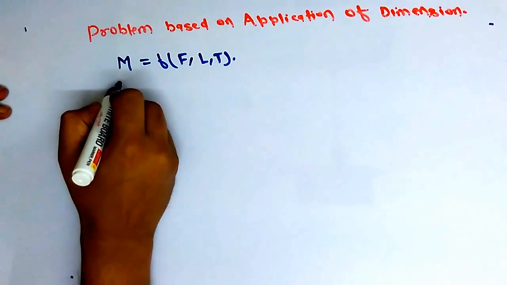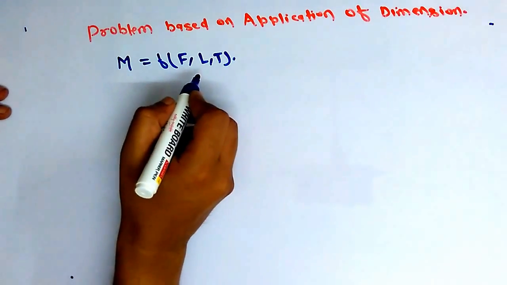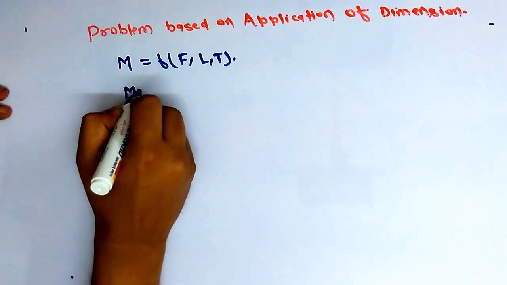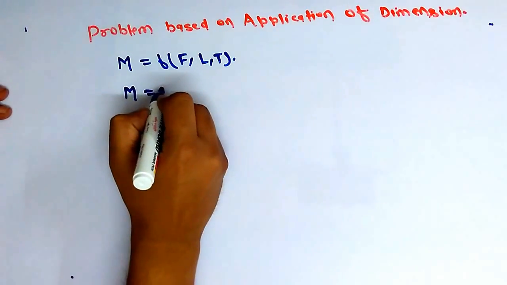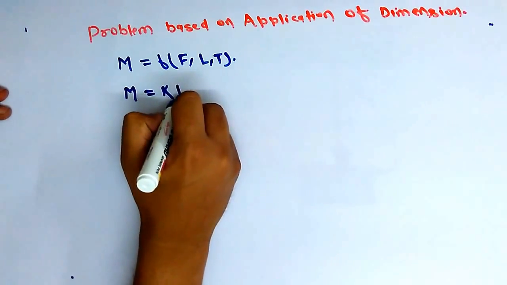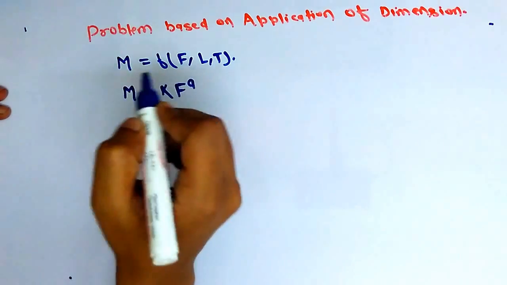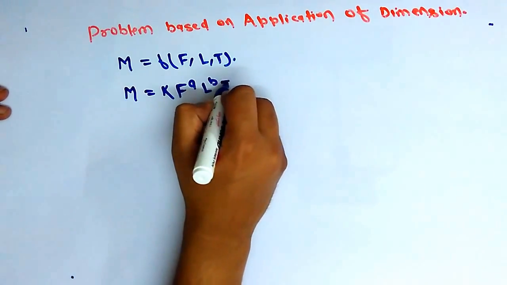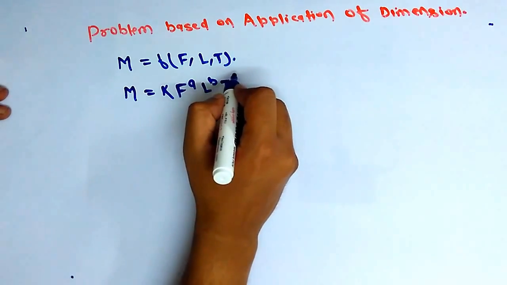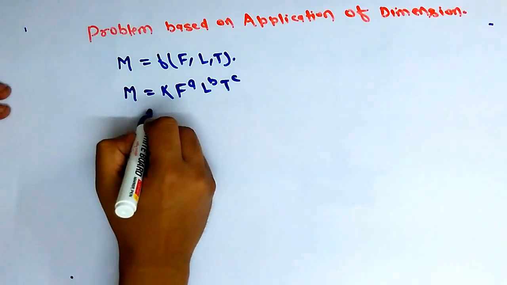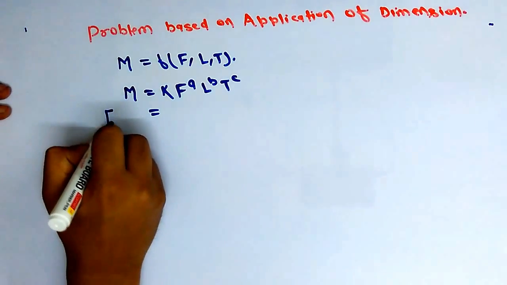For doing this, first of all, we will write the dimension of each of the terms. We will proceed in this way. Since this is the mass, I will write it as m equals k, where k is the proportionality constant, f having a power of a, l having a power of b, and t having a power of c. So how will we proceed? I will write the dimension of m.